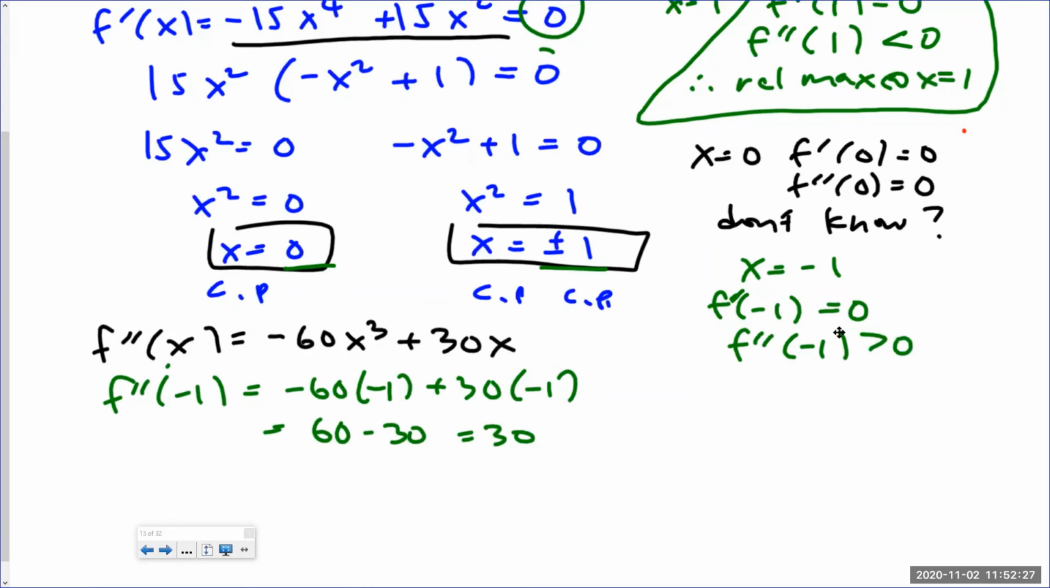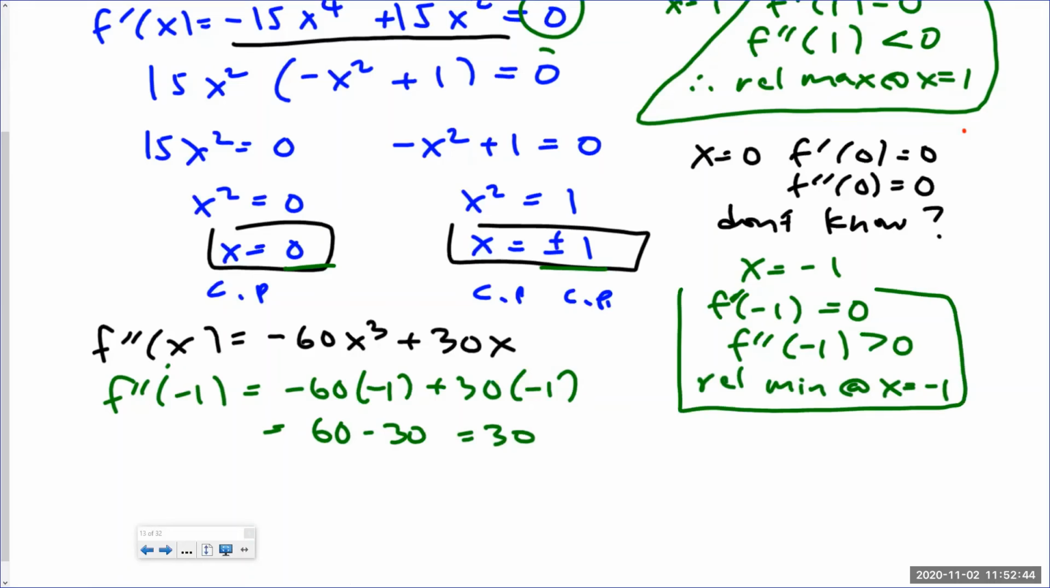If my slope is 0 and my second derivative is greater than 0, is it a relative max or relative min? I'd say relative min at x equals negative 1. And my justification is right there: the first derivative at negative 1 is 0, and the second derivative at negative 1 is greater than 0. Do you guys see how to use the second derivative test?